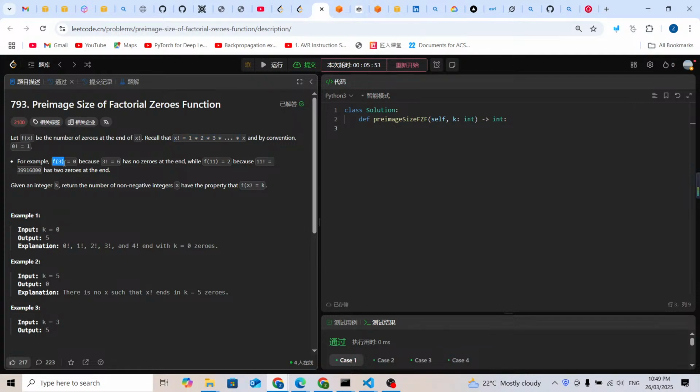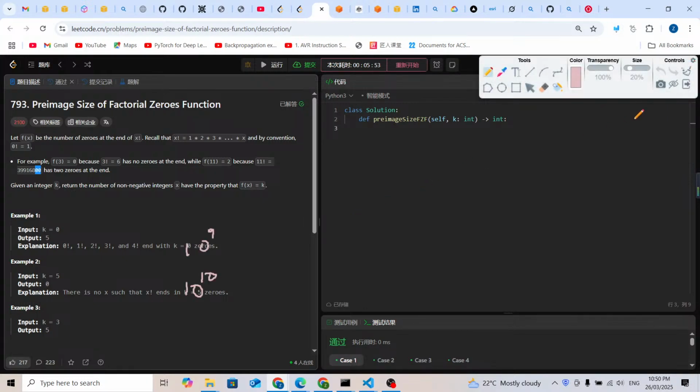For example, f(3) is 0 because the factorial of 3 equals 6 and has no zeros at the end, but f(11) is 2 because there are 2 zeros at the end. Given an integer k, we return the number of non-negative integers x with the property that f(x) equals k. So what is the meaning? Maybe it's difficult to understand. Let me just explain it.